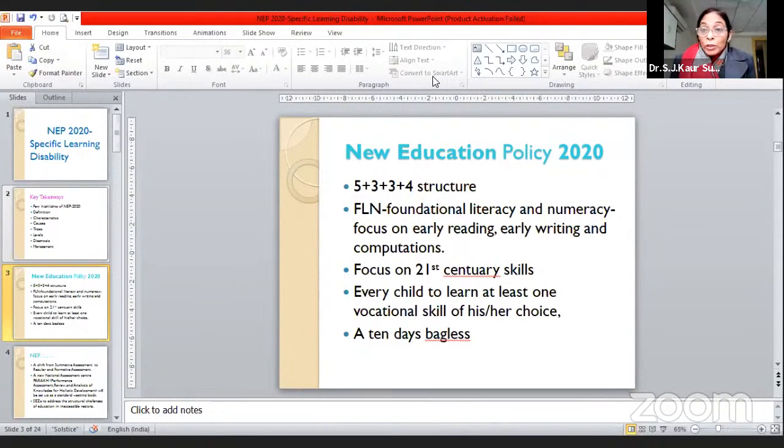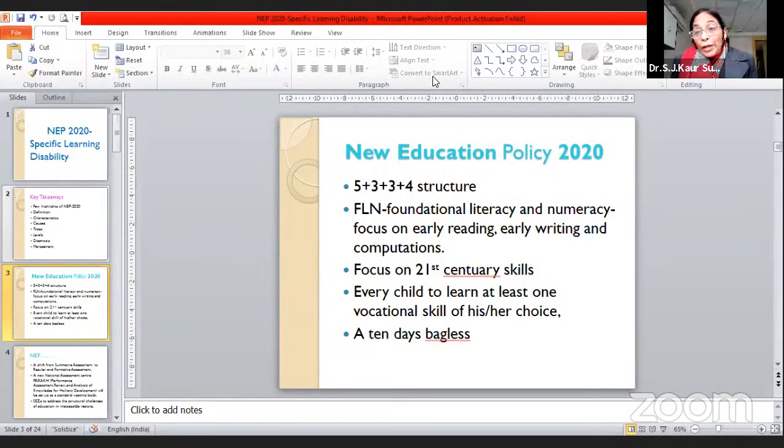Another important thing mentioned in NEP 2020 is that every child should learn at least one vocational skill of his or her choice. Here I find this very important, because all children cannot go for research work. All students cannot be doctors. All students cannot be engineers. Those students who cannot go for research work, or who don't want to do higher studies, may go into some vocation. So vocational skills will be very, very important, and more emphasis is now given to training in NEP 2020.